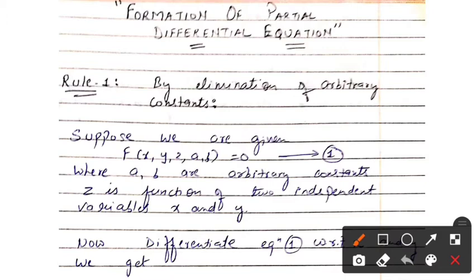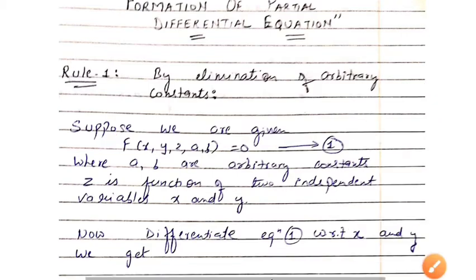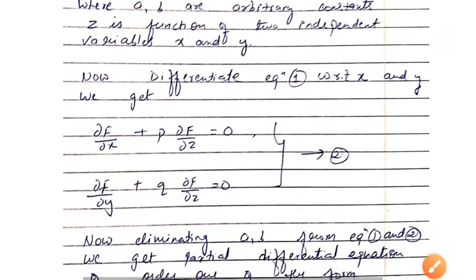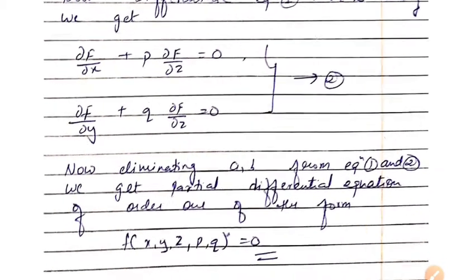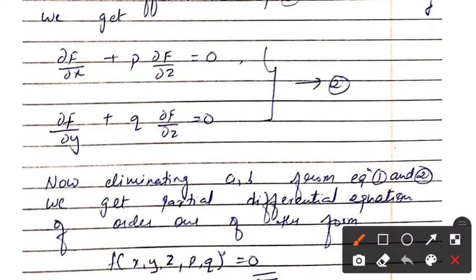Suppose we are given the function f(x, y, z, a, b) = 0, where a and b are arbitrary constants and z is a function of two variables x and y, that is, z = z(x, y). This is most important, you need to remember. Now we have to differentiate the above equation with respect to x and y in order to form the partial differential equation. First, we differentiate equation 1: ∂f/∂x + p ∂f/∂z = 0, and ∂f/∂y + q ∂f/∂z = 0.